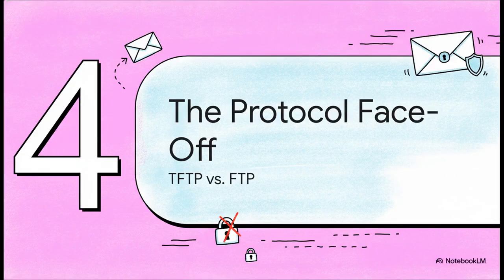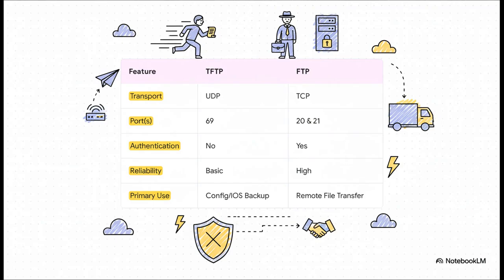All right, we've met our two messengers. Now it's time for the fun part. Let's put them side by side in the ring and see how they really stack up against each other. This is the protocol face-off. This table just lays it all out perfectly, doesn't it?